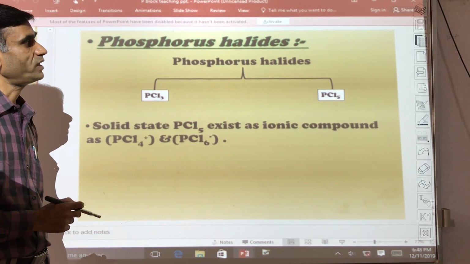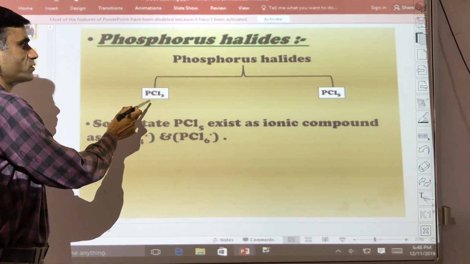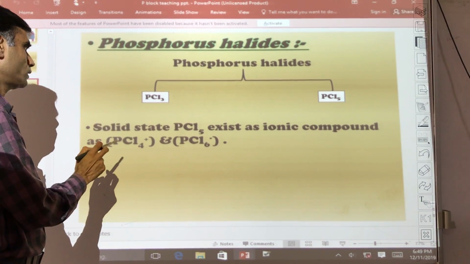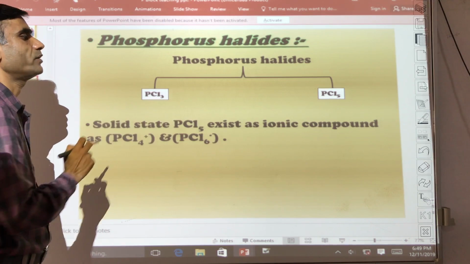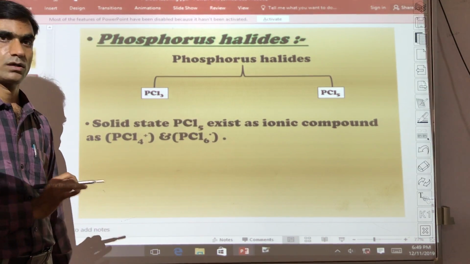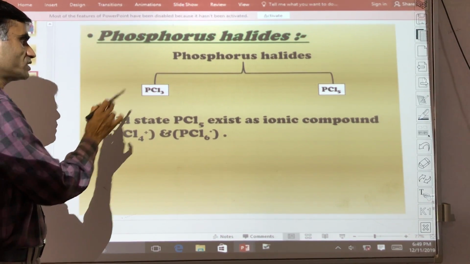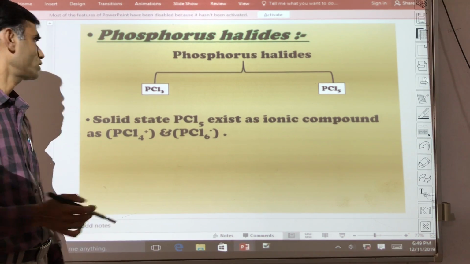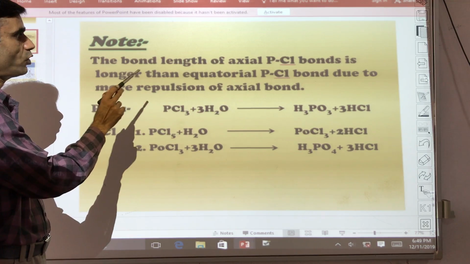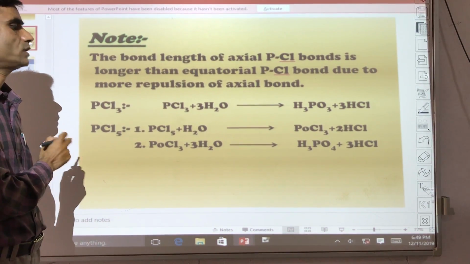Now if we talk about different halides of phosphorus, phosphorus reacts with halides like chlorine and forms two important halides, PCl3 and PCl5. In case of PCl5, in the solid state it exists as an ionic compound, with a PCl4 plus cation part and a PCl6 minus anion part. Though in the gaseous phase it exists as PCl5 only. PCl3 and PCl5 in detail you must have studied during hybridization. The axial P-Cl bond is longer than the equatorial P-Cl bond due to more repulsion of the axial bonds.